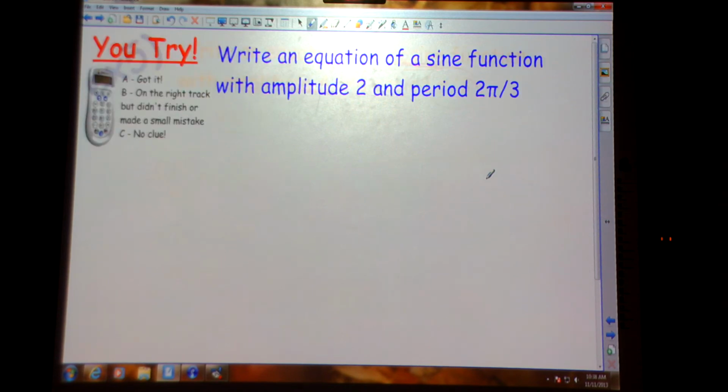Okay. Let's do a U-try. I want to write an equation of a sine function with amplitude of 2, period of 2 pi over 3. So I want an equation of a sine function with amplitude of 2, period 2 pi over 3. Let's go ahead and pause the video, and then once everyone is done, hit play.